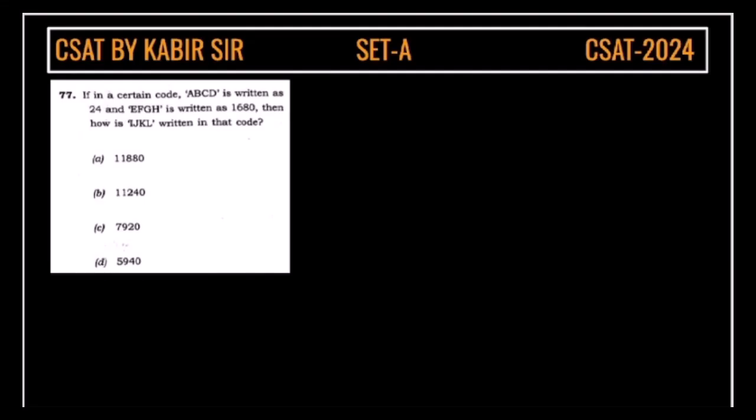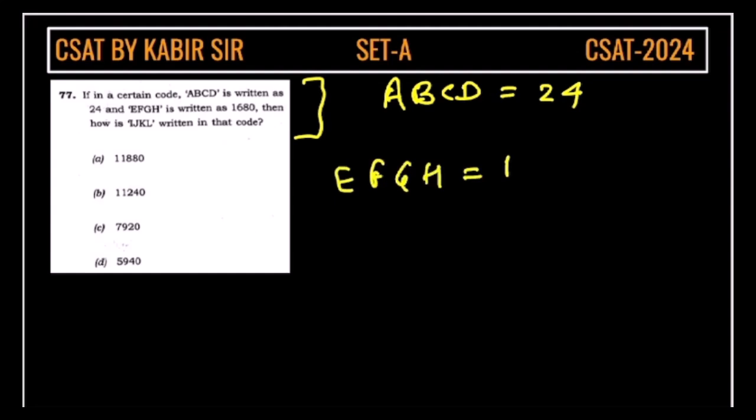Now let's see this question. This question is from coding and decoding. In a certain code, ABCD is written as 24, right? And EFGH is 1680, right? So in the alphabet, the position of A is 1, this is 2, this is 3, and this is 4. So we are getting 24.